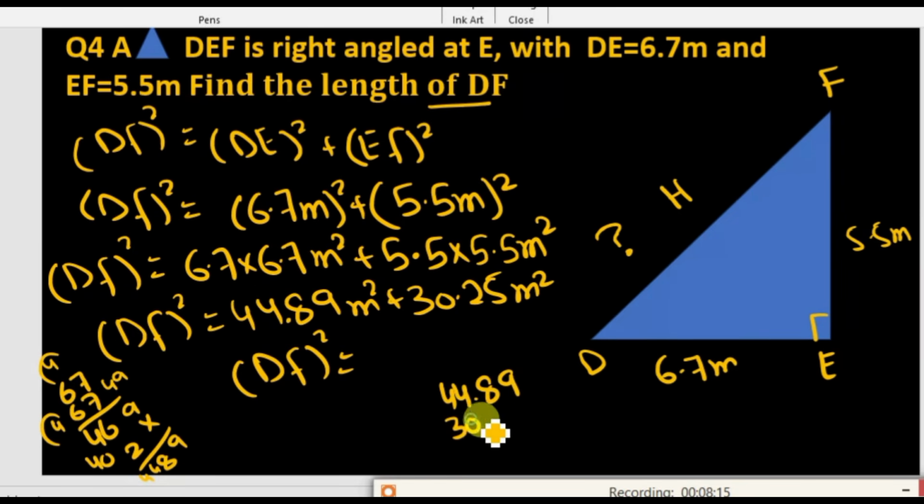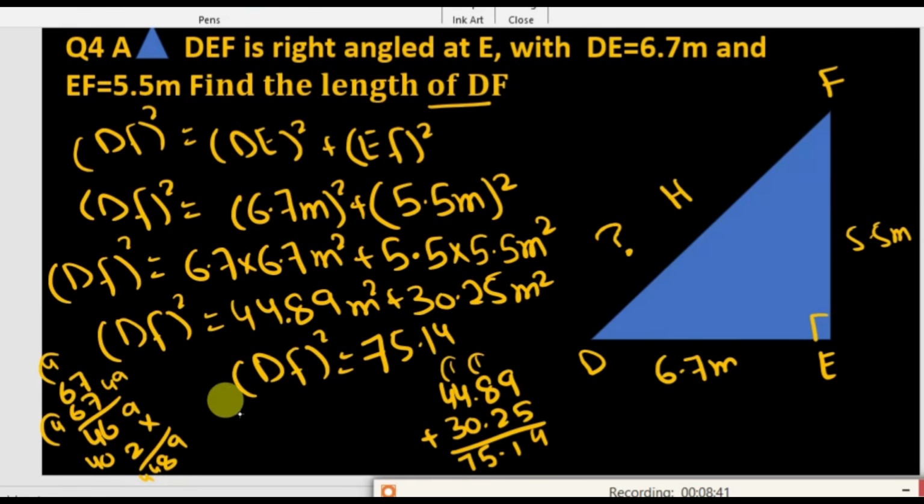44.89 plus 30.25. When you add it, the answer is 75.14.